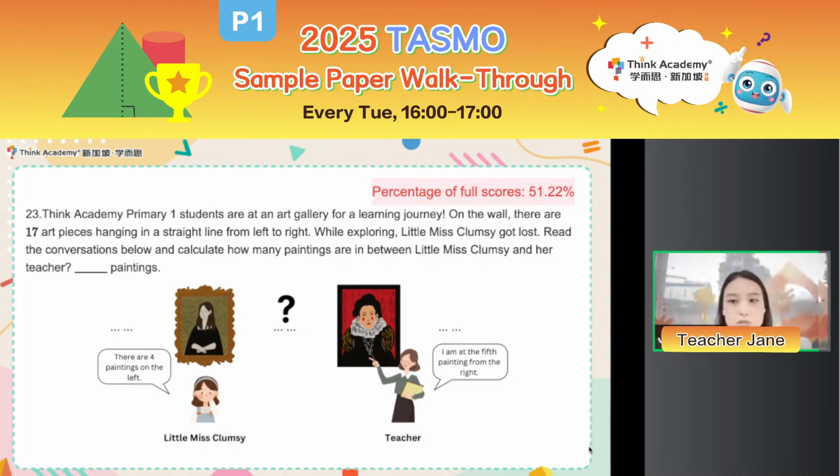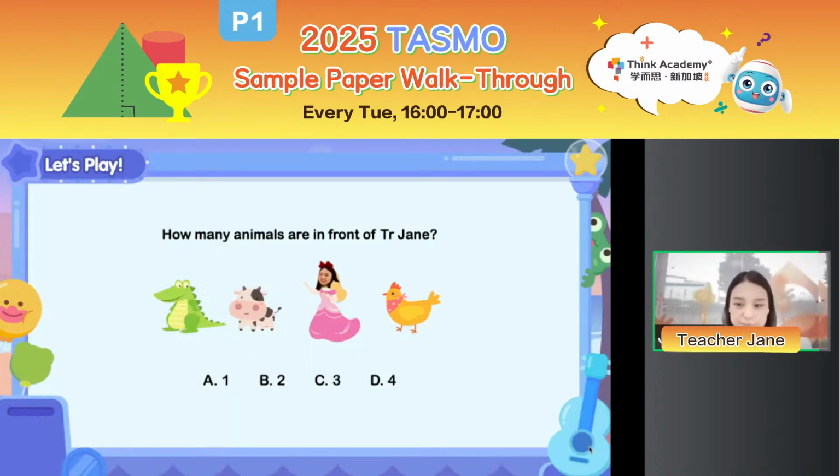And this question, I just directly tell you why sometimes you get it wrong. That will be fine, okay? For example, you can see here. Let's warm up a little bit. How many animals are there in front of Teacher Jane? 2, right? So we can see this is called a cardinal number. Cardinal number just tells us the number, the amount.